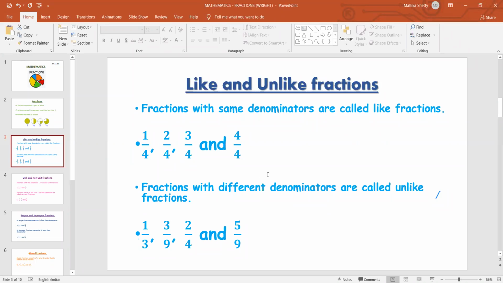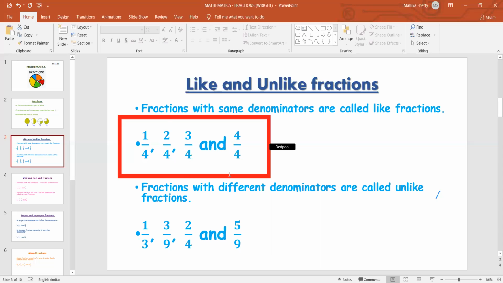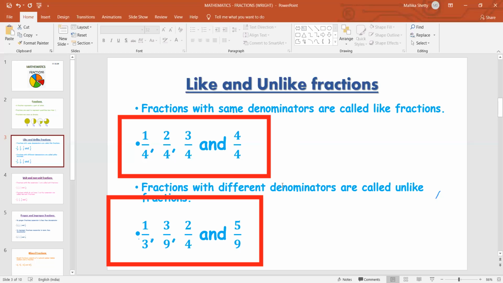Okay, that is wonderful. Fractions with same denominators are called like fractions. Now, here are some examples. 1 by 4. And unlike fractions are when denominators are different. So, these are a few examples of like fractions. And similarly, these are a few examples of unlike fractions. So, no matter what your numerator is, if your denominators are the same, they are called like fractions. And if your denominators are not the same, then they are called unlike fractions. Okay.